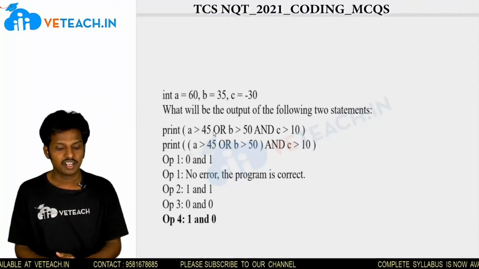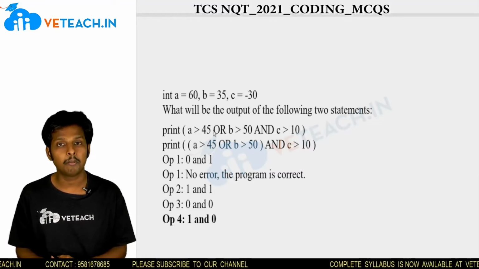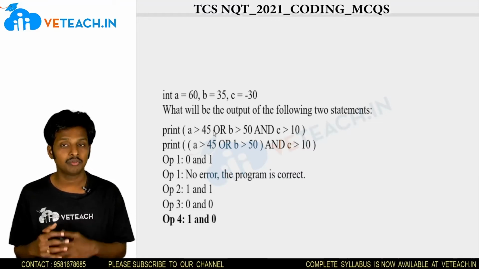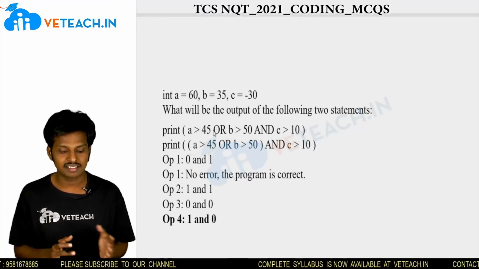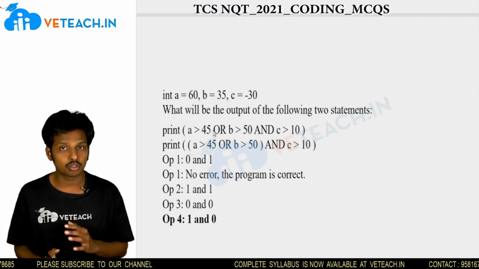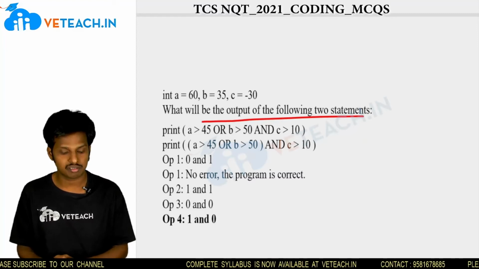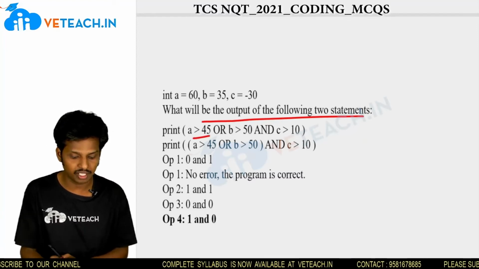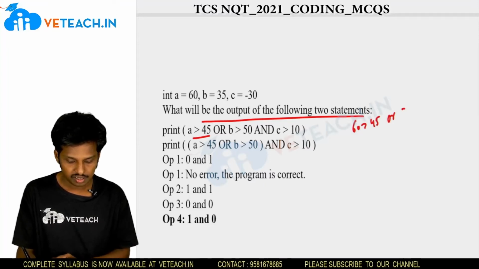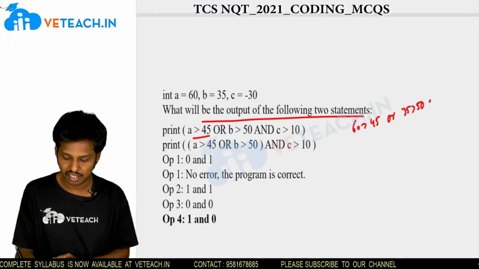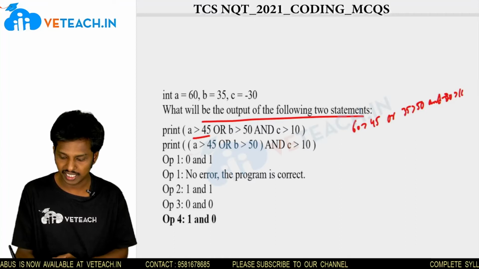One more expression here. Int A is equal to 60, B equal to 35, C equal to minus 30. Here we are asked to evaluate logical operators as well as relational operators. What will be the output of the following two statements? A greater than 45, that is 60 greater than 45, or B greater than 50, that is 35 greater than 50, and C greater than 10, that is minus 30 greater than 10.